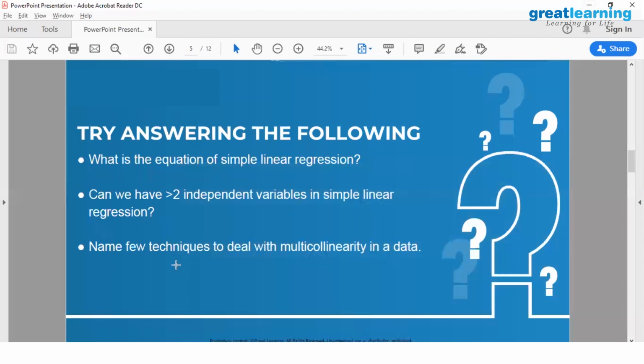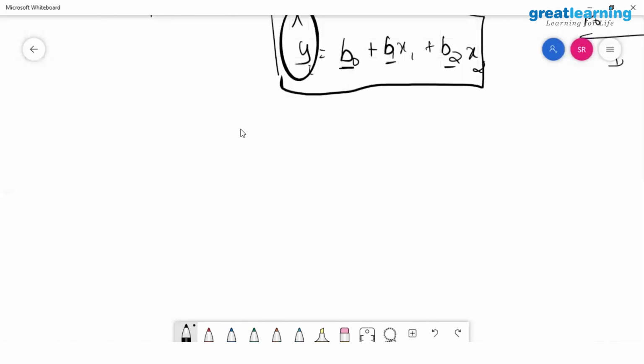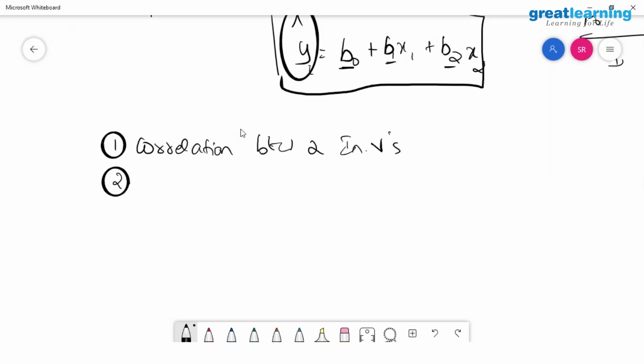Right? Now, name a few techniques to deal with multicollinearity in the data. How to deal with multicollinearity in the data? Principal component analysis. Okay, how do you identify whether there is multicollinearity in the data? There is a big correlation between two independent variables. So, correlation between two independent variables. All right. Any other option?